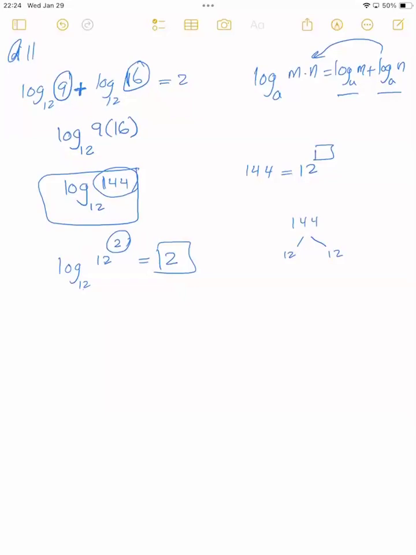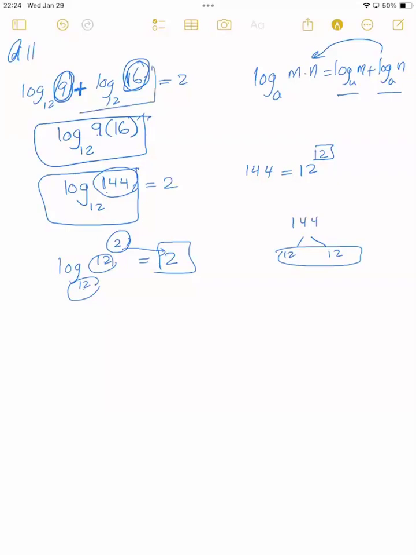We got rid of the addition. We wrote it as one single log, 9 times 16. I multiplied 9 and 16, I get 144. I can write 144 as 12 times 12, which is 12 to the power 2. Since 12 and 12 are the same, I just get 2. So the answer to this is 2.